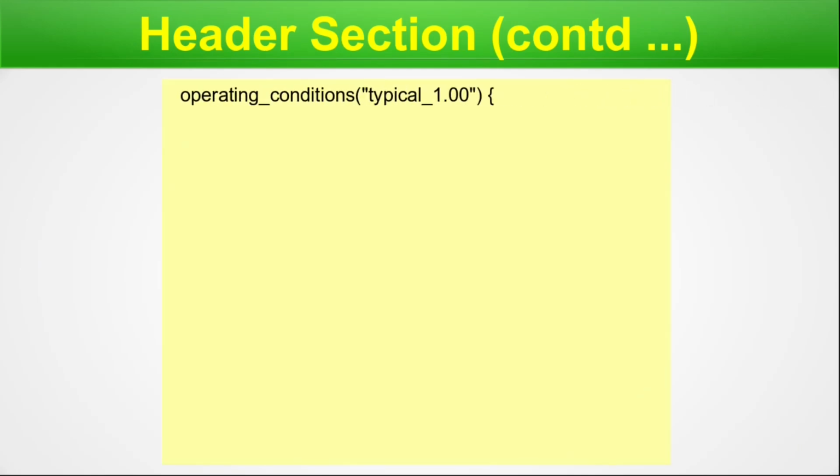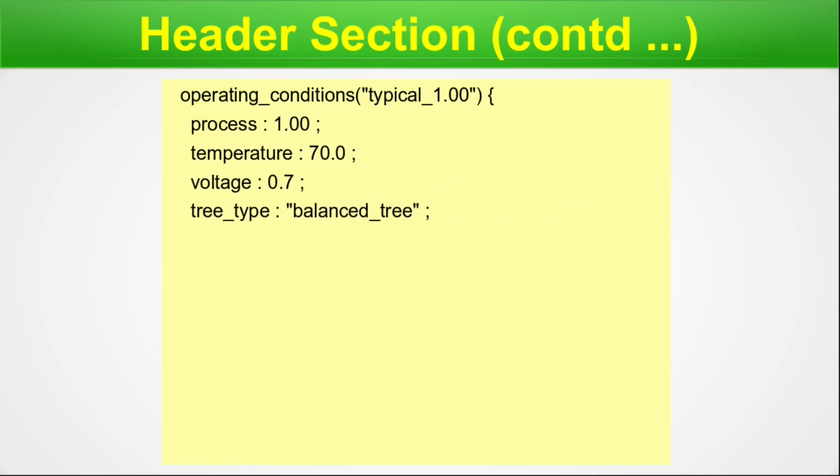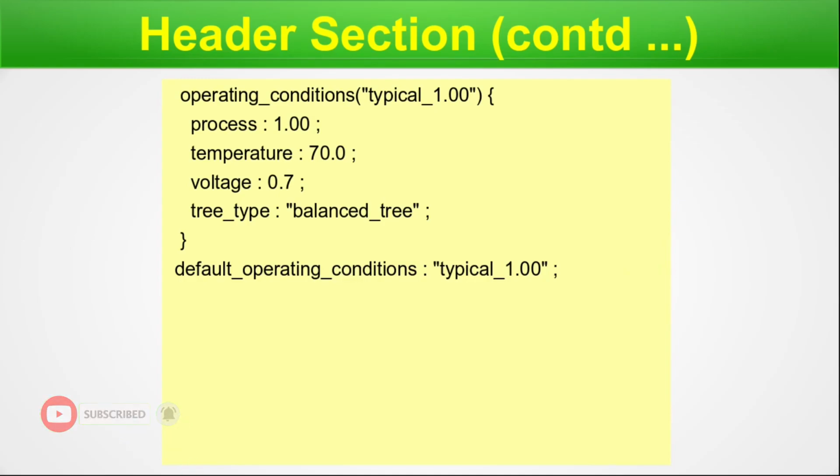Operating condition typical_1.0, process 1.00, temperature 70.0, voltage 0.7, pre-type balance tree. We close the operating conditions. So here you can see the operating conditions as process, temperature, voltage, that is PVT values. Default operating conditions: typical 1.0.